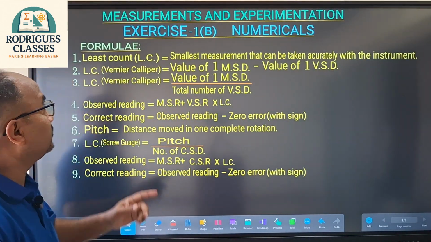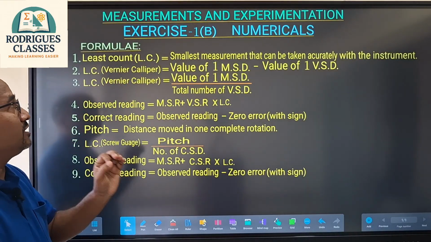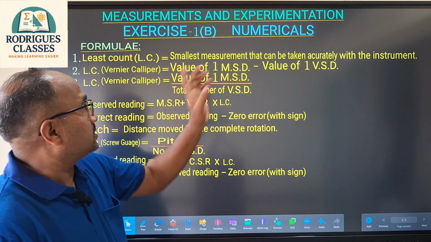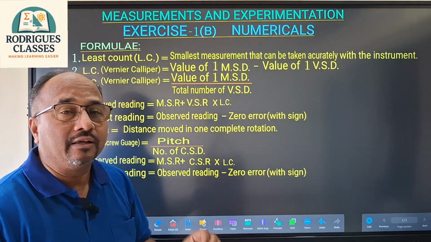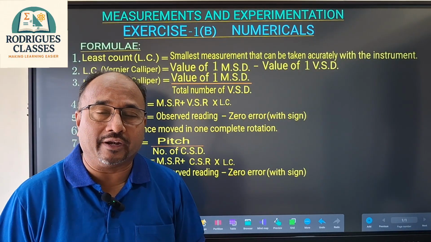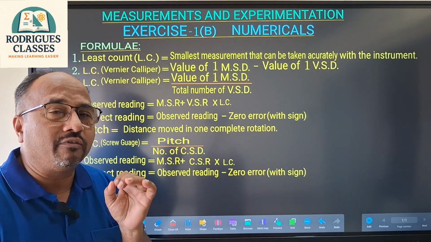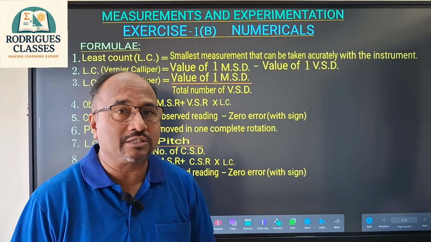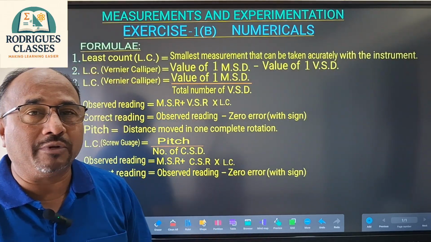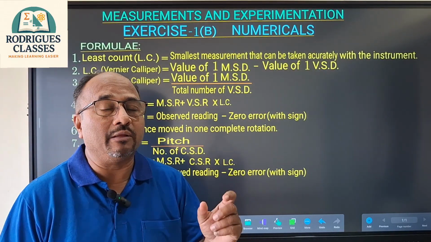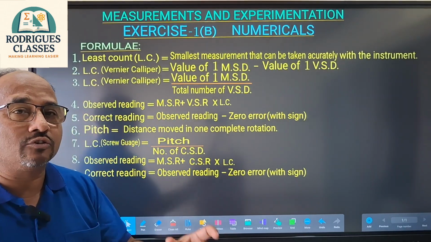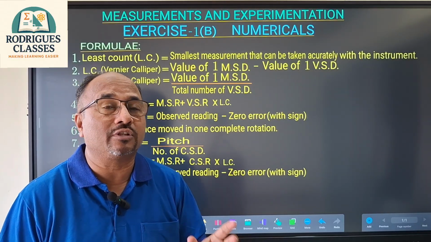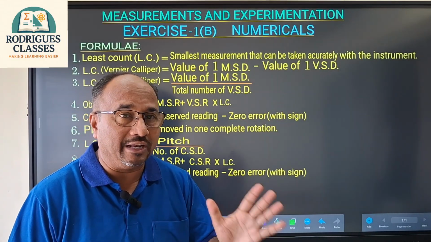So we begin with, first of all, least count. Least count we will be denoting in short as L.C. always. It is the smallest measurement that can be taken accurately with the instrument. Whatever is the smallest measurement you can take accurately with an instrument becomes the least count. For example, if you have a meter scale, you can take 1 millimeter accurately with it, or the scale which you use for your geometry, you can measure 1 millimeter accurately with it. So the least count of it becomes 1 millimeter.